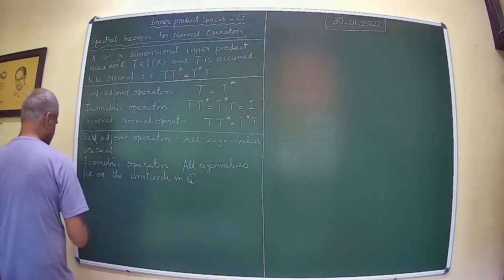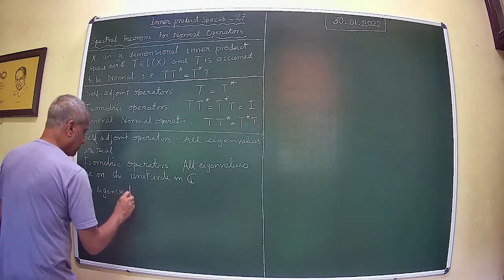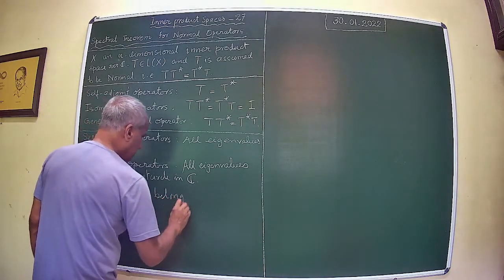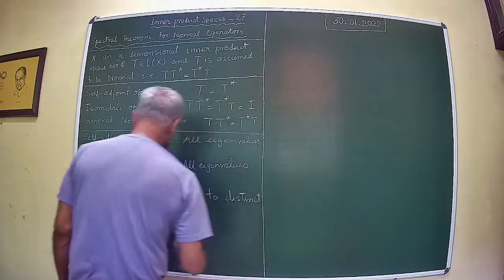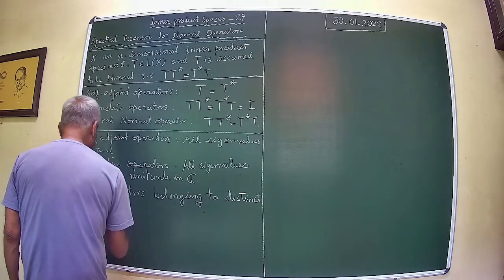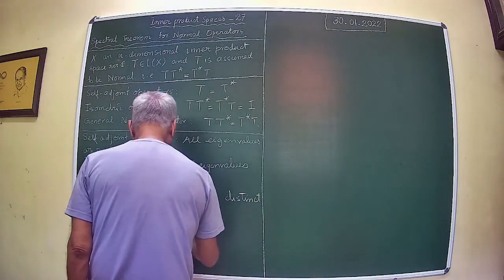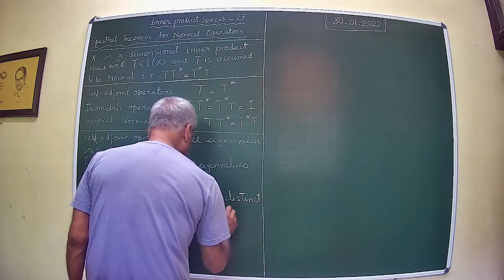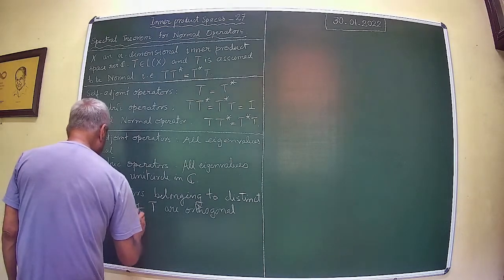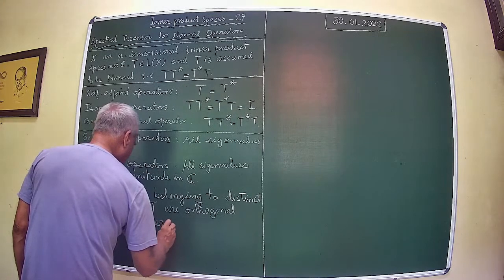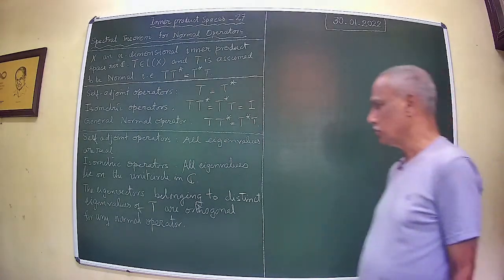Apart from that, the eigenvectors belonging to distinct eigenvalues of T are orthogonal for any normal operators, so it is equally well valid for self-adjoint operators and isometric operators. So these are some of the features that you have.